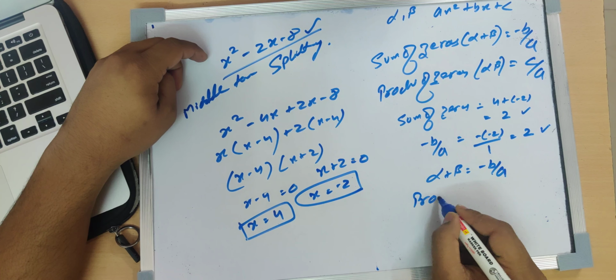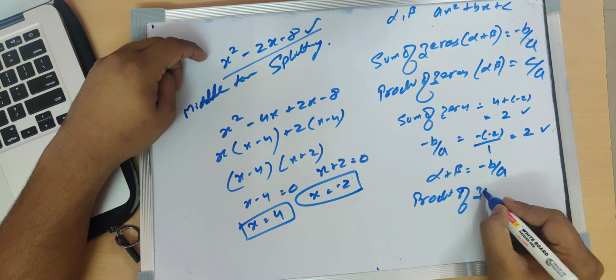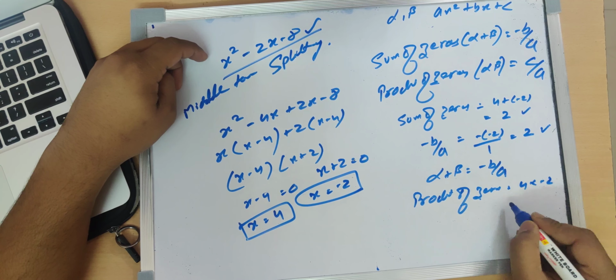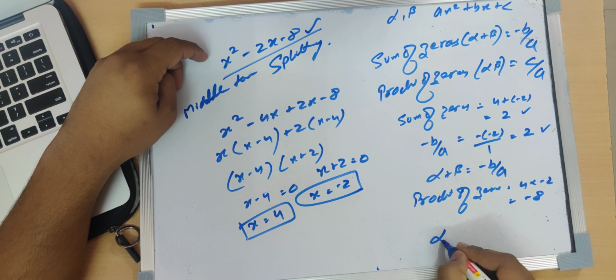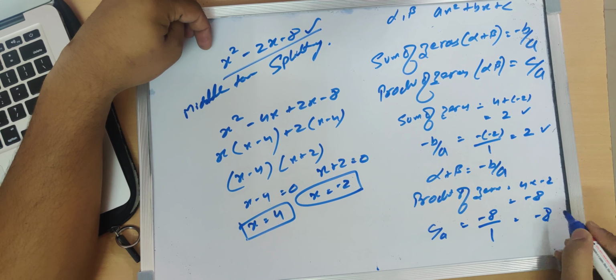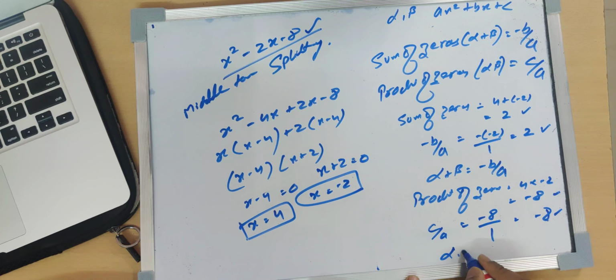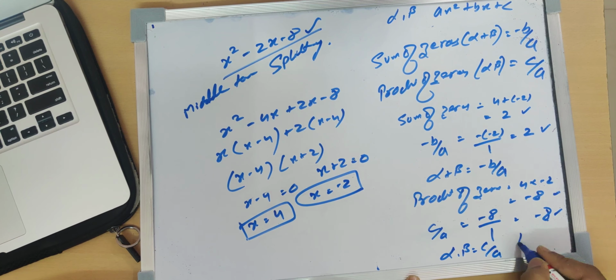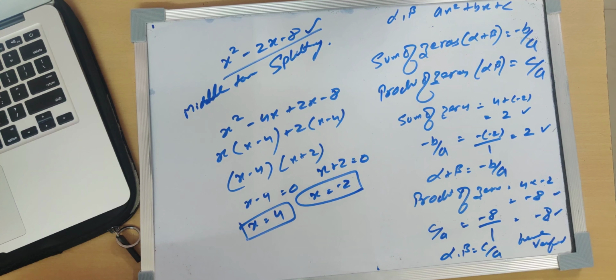Now we will check for the product. The product of zeros will be 4 into minus 2, that is minus 8, and now we will check for c by a. So c here is minus 8 upon 1, so it is again minus 8. As these two are equal, we can say alpha into beta is equal to c by a, hence verified. So this is how we do it. First we need to understand two things. First we need to understand the middle term splitting, that we need to practice, and then setting the relation for the particular question.